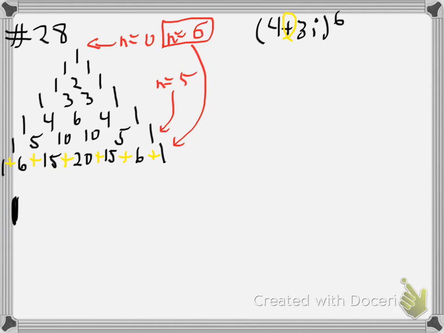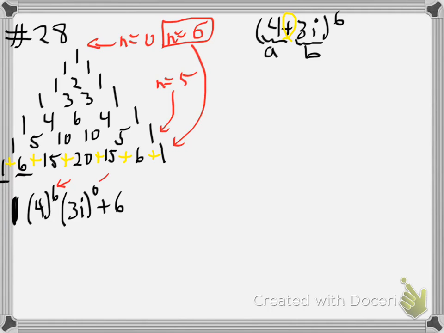Then we're going to use A, and that's right here. And this is B. So A is to the 6th power, and B is 3i to the 0 power. Now we're going to use the 6. We just used the 1, so now we're going to go plus 6. And now we're going to subtract 1 power from there, and we're going to add 1 power here. So subtract 1, add 1.